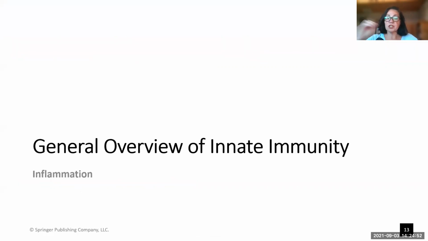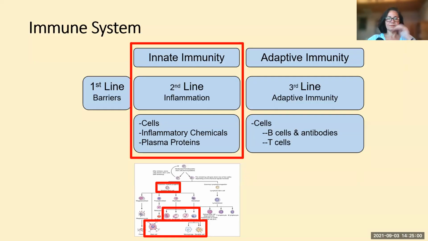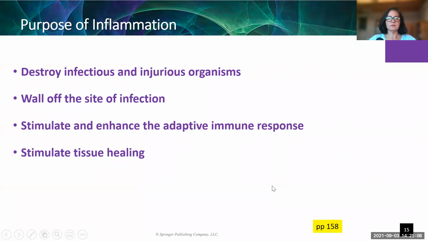All right, so now we're going to do a general overview of innate immunity. This is a pretty high altitude overview. We're talking about inflammation, and I'll remind you most of the cells are from the myeloid line. What is it for? Why do we get inflamed? The function is to destroy infectious or injurious organisms, bacteria, fungi, and anything that's getting in, we want it out. It walls off the site of infection.